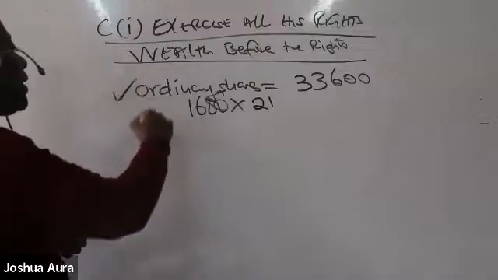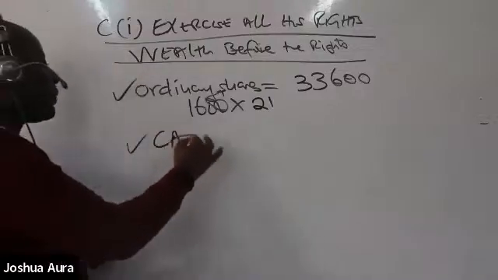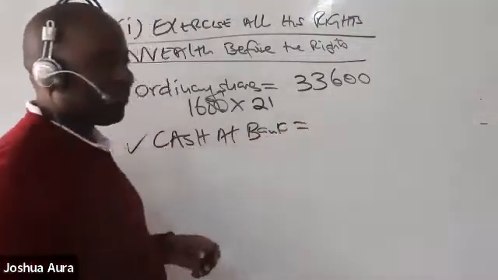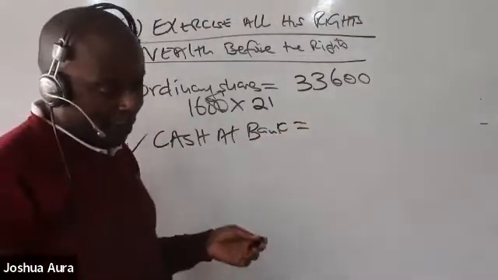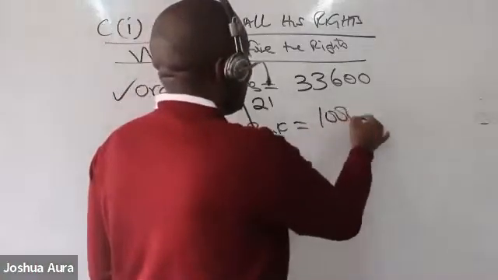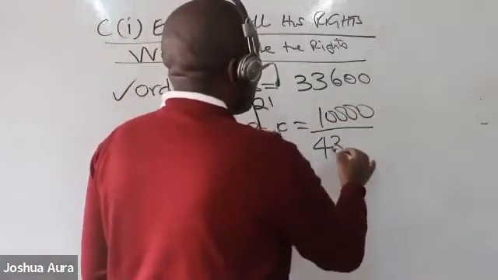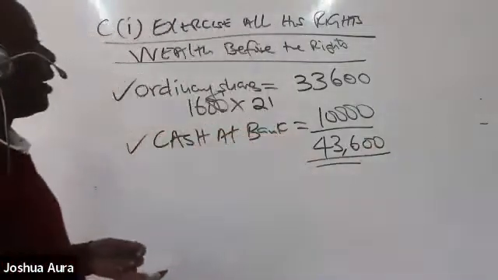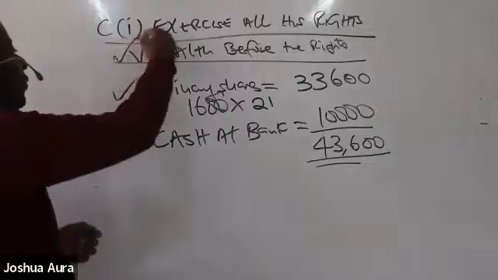So what else does he have? This guy has some cash at bank, of 10,000. So in this case, his wealth is worth how much here, somebody? 43,600, isn't it? Now, this is the first thing.